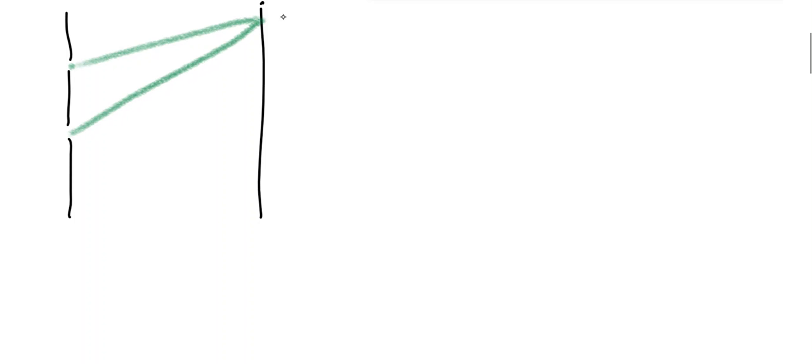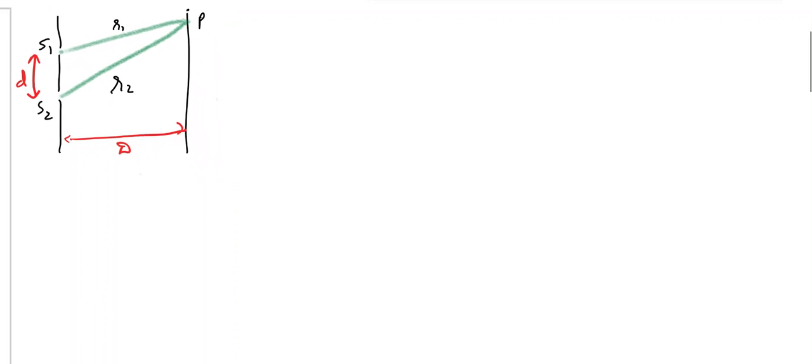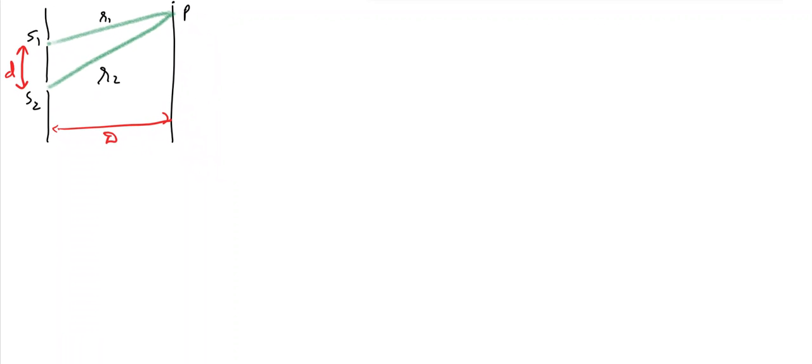What we are talking about is a situation where two waves coming from sources S1 and S2 are being superposed at a point P. S1 is at distance R1, S2 is at distance R2 from point P, and the two sources have distance d between them, and let the screen be placed at distance capital D. So this is the situation, and for this situation the intensity at point P can be given as I, which is equal to I1 plus I2 plus 2 root I1 I2 average of cos of delta 2 minus delta 1.